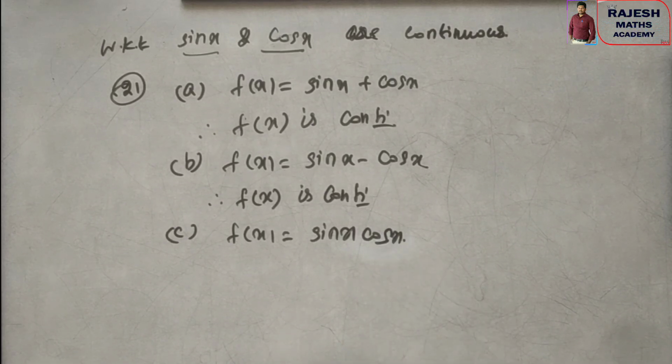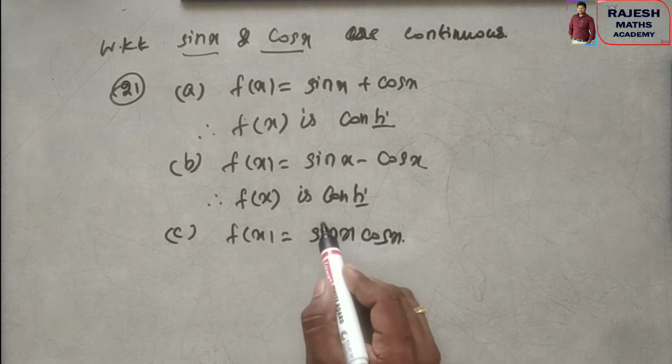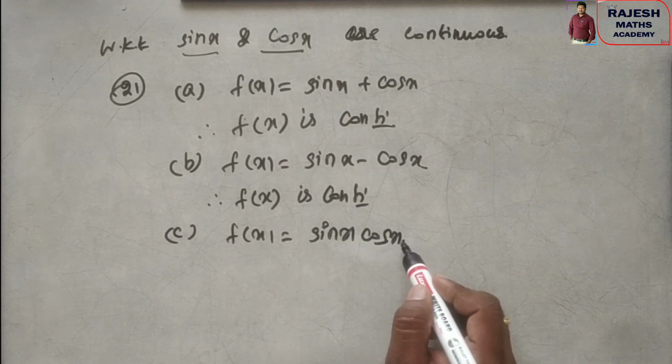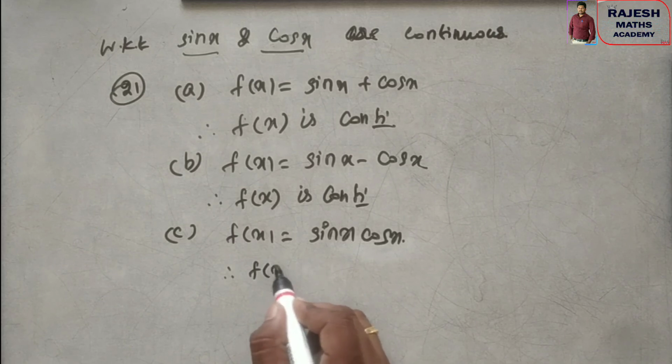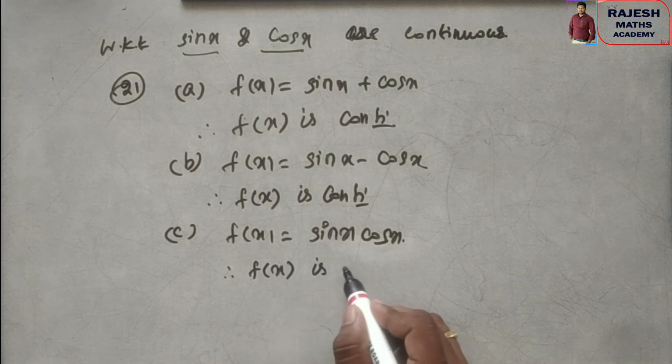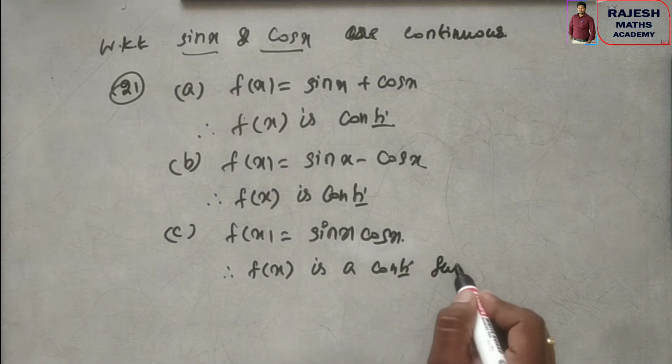Similarly question C is given, f of x is equal to sin x into cos x. So by theorem 1 we know that if f is continuous and g is continuous, then f dot g, f into g is continuous. Similarly sin x is continuous, cos x is continuous, so the multiplication of two functions is also continuous. Therefore we can say that f of x is a continuous function.